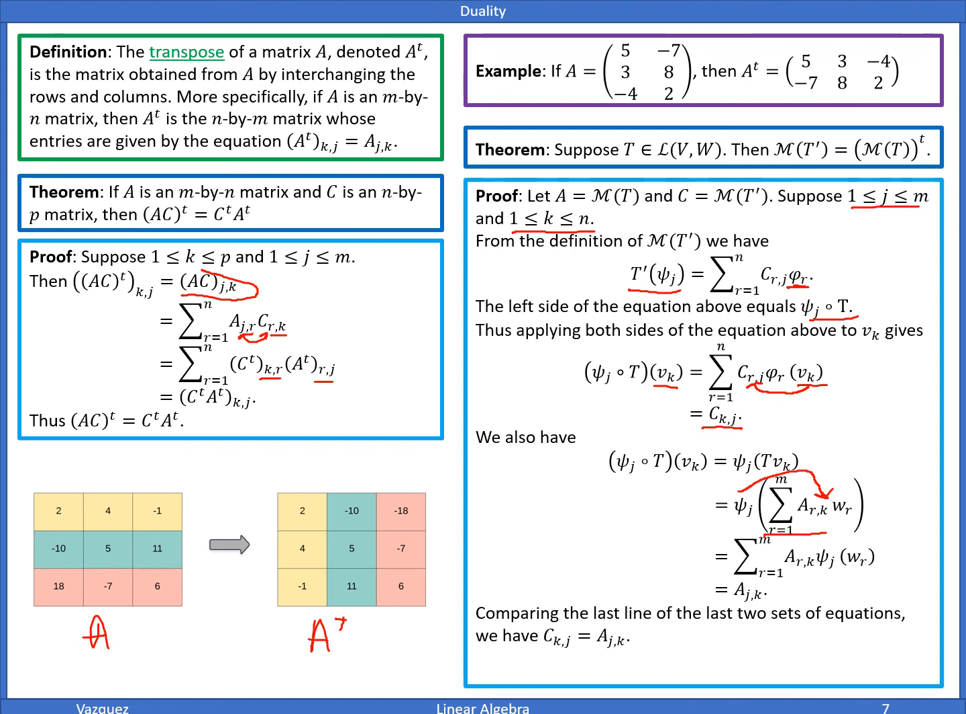Now comparing the two sets of equations, what does that give us? That gives us that C_kj is equal to A_jk. So we just flip those around, right? So C is equal to the transpose of A. In other words, what is that saying? That the matrix of the dual map of T is equal to the transpose of the matrix of T. That's all that's doing. So that is quite neat.